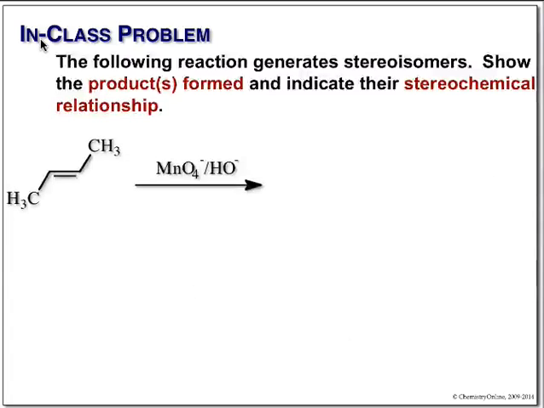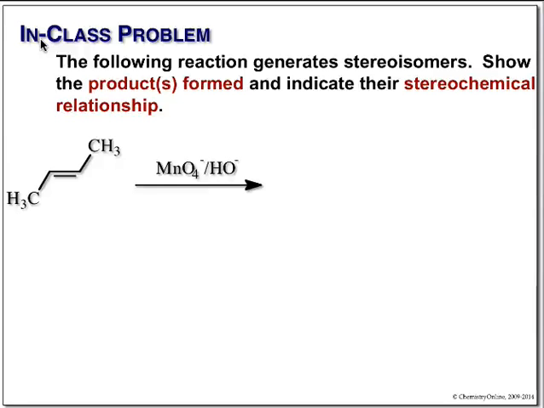All right, this is a neat question. Here we have an alkene. We're reacting it with permanganate and base. What that does is form a cis 1,2 diol, right? What I want you to do here is to show the products and tell me their stereochemical relationships. So let's see how we do this.